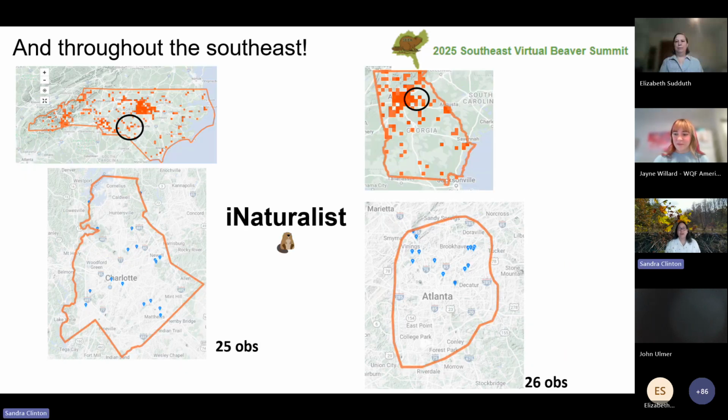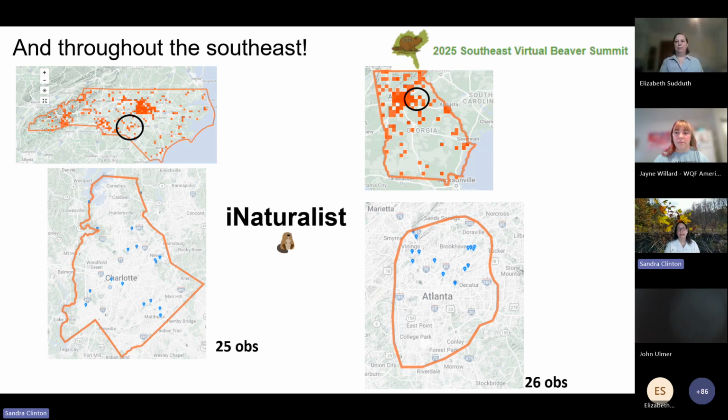We also have lots of urban beavers here in the Southeast. I just did a really quick search of the word beaver on iNaturalist for the state of North Carolina and Georgia. I chose those two states only because those are where I'm presenting some information today, and also because I live in North Carolina. Each of these red dots are places where people have documented beavers when they've been out. And you can see from across both states that there are a lot of beavers.